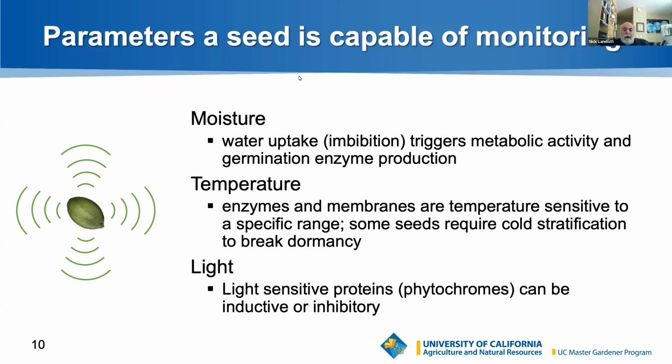Some seeds, usually smaller seeds, are positive photoblastic, meaning they will germinate best when exposed to light. Examples are lettuce and celery. Others are negative photoblastic and germinate best in darkness. Examples are onion and spinach. Many seeds are light neutral and germinate equally well in light or dark conditions, such as tomato.